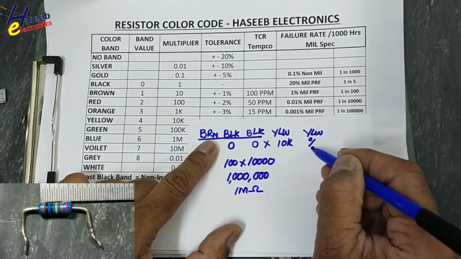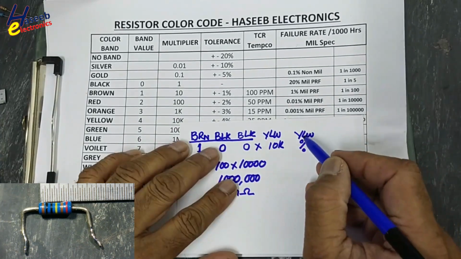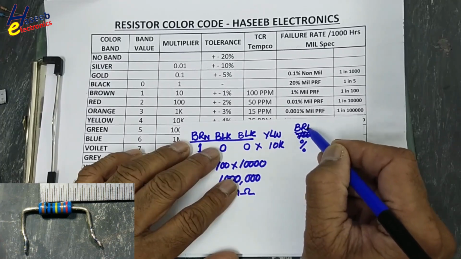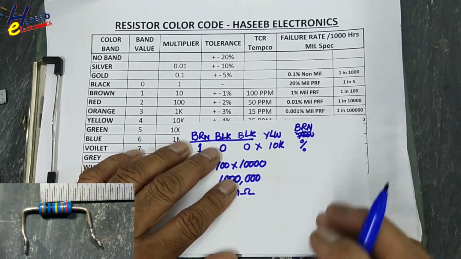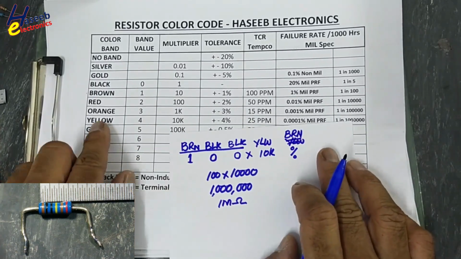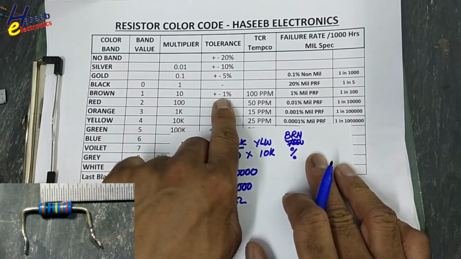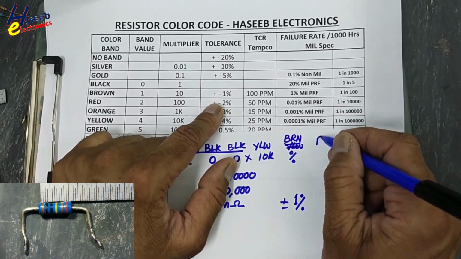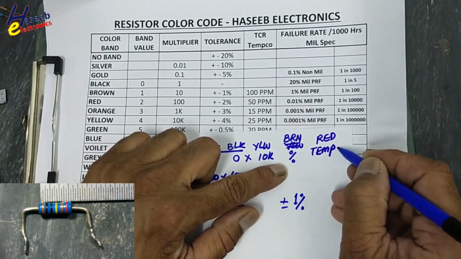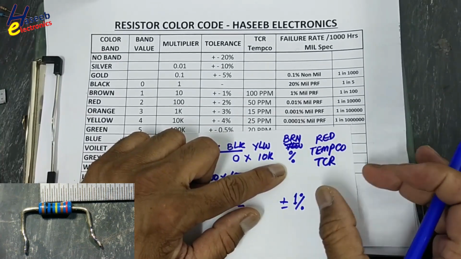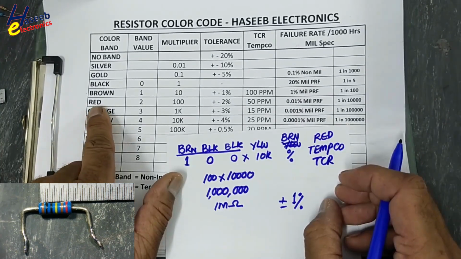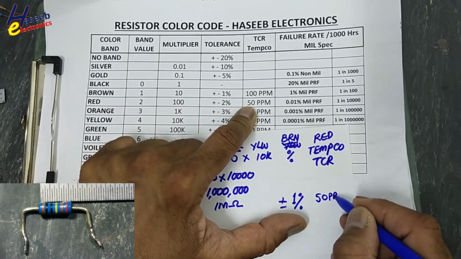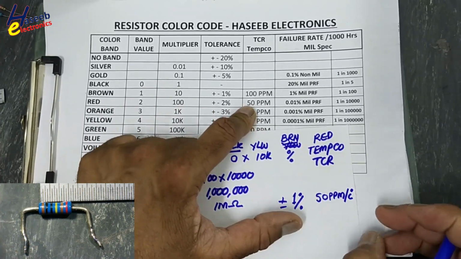Next band, not yellow, brown. That is tolerance. Brown is tolerance, plus minus 1%. Last band, red. It is named Tempco, TCR or temperature coefficient. Red, 50 ppm per degree centigrade.